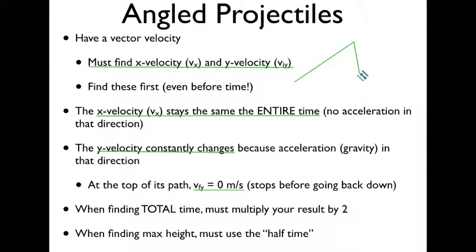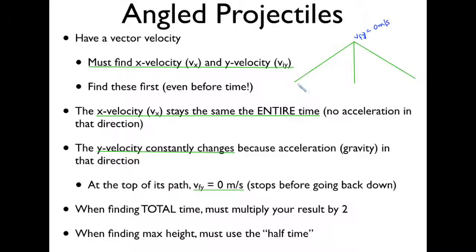So you'll have your projectile, it will go up to a max height, it will go back down, and at this max height, we consider this the end, and so your final y velocity will be 0 meters per second.